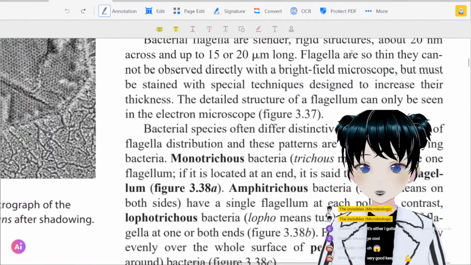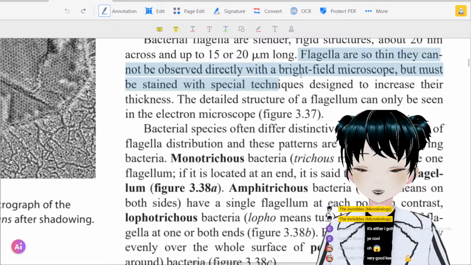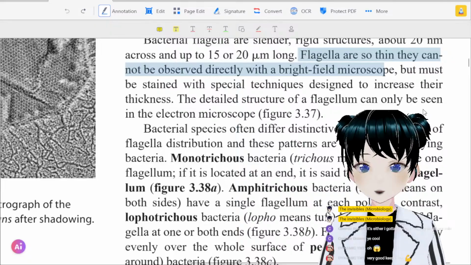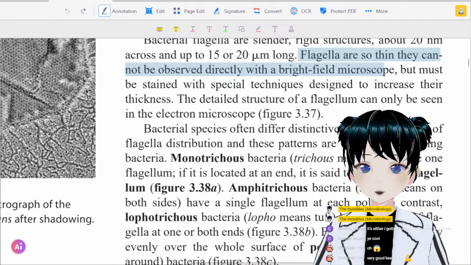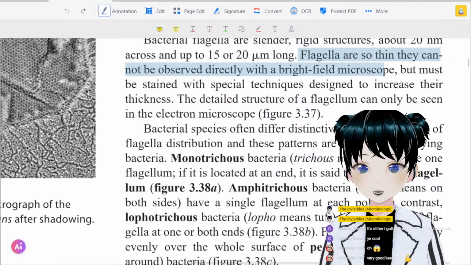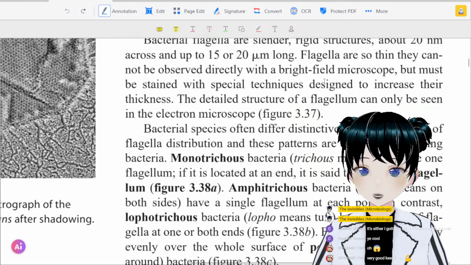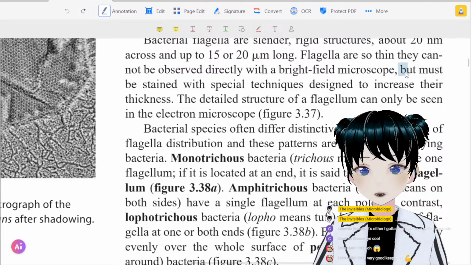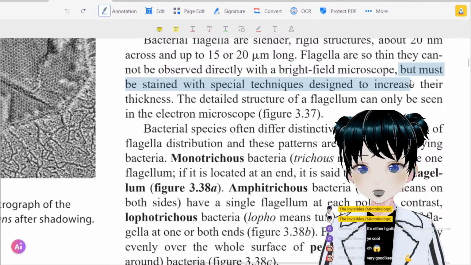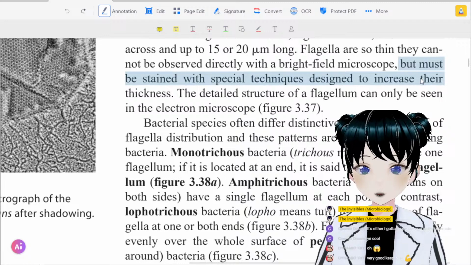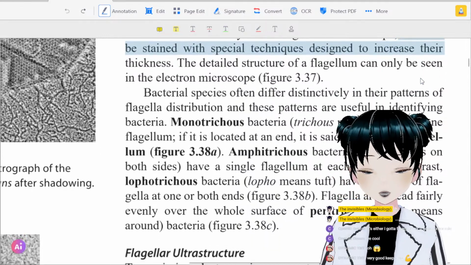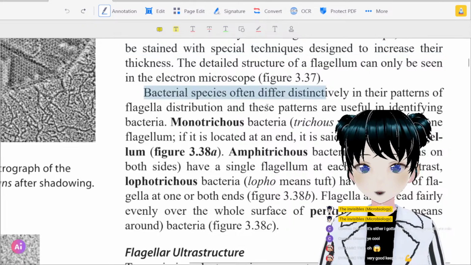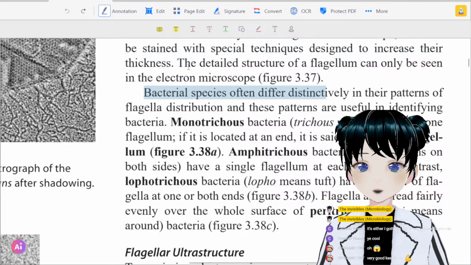Then the flagella are so thin that they cannot be observed directly with a bright field microscope. So we were talking about capsules, and capsules can be seen without any staining, but the flagella, even though they are higher in number, are very thin and thread-like, so we cannot see them if we don't stain them. They must be stained with special techniques designed to increase their thickness. The detailed structure of flagellum can only be seen that way. It means even if we stain them, we cannot see them, so we have to make them thick.